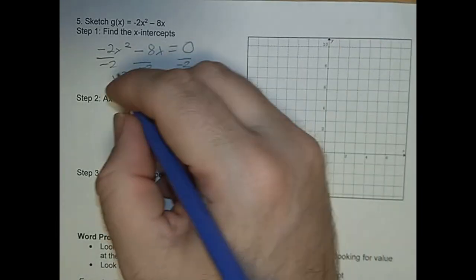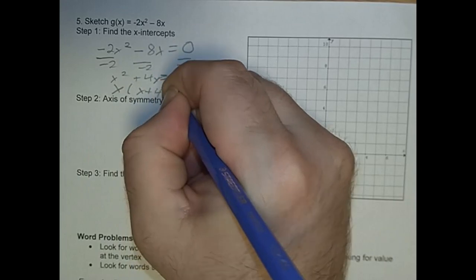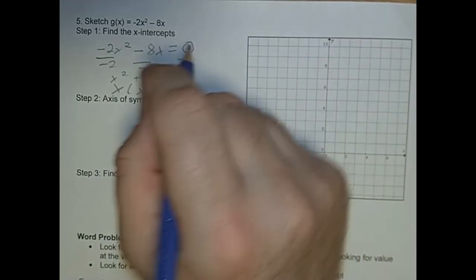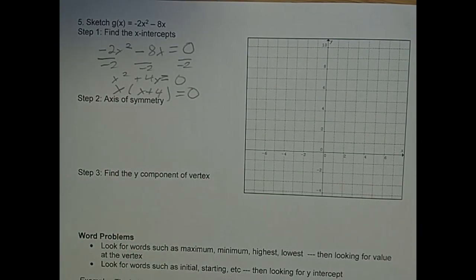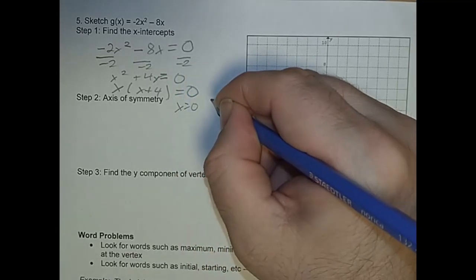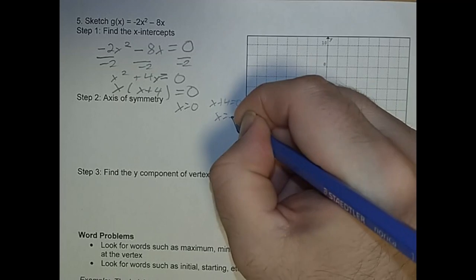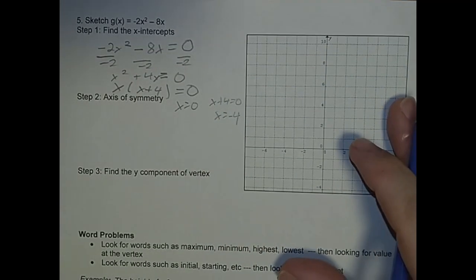And we can take an x out. So we get x times x plus 4 equals 0. So look, we got one x here, and then I get x plus 4. So in this case, x can equal 0, or x plus 4 can equal 0. So x can equal negative 4. So we got two answers there.